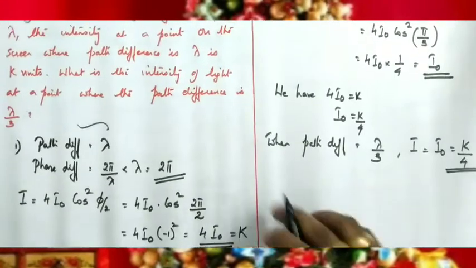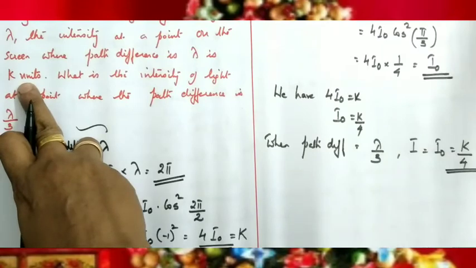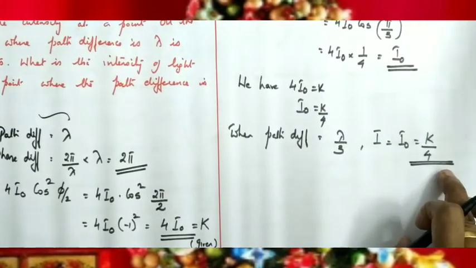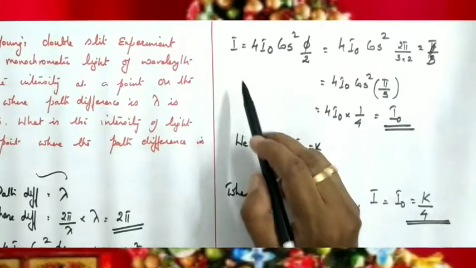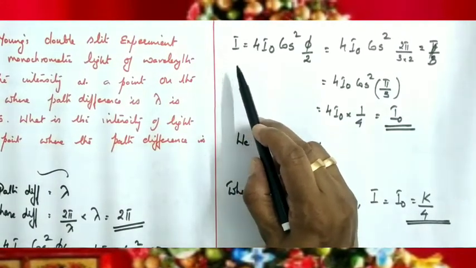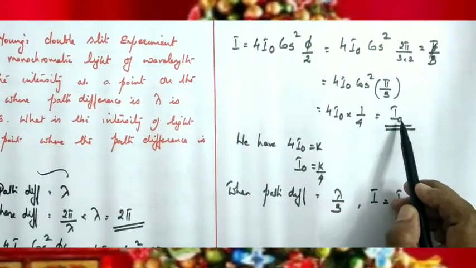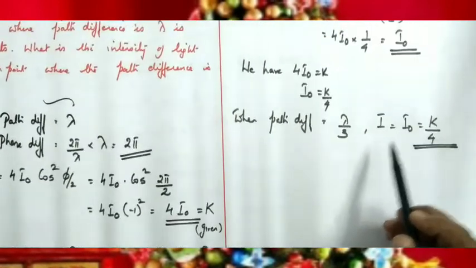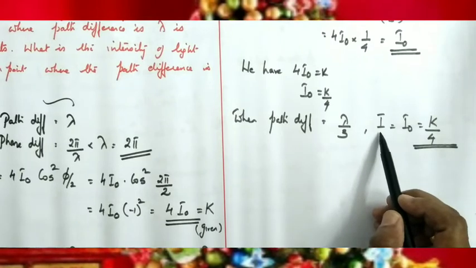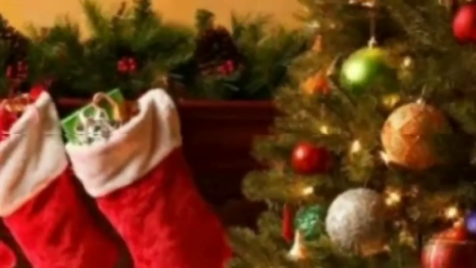So, we have to find out the answer in terms of k, because in the first case intensity is given by k, no? So, in the second case intensity is also given by k divided by 4. Is it clear, children? So, here if a path difference is equal to lambda by 3, phase difference is equal to 2 pi by 3, we got the answer of intensity is I0. Okay. But in the first case, we got I0 is equal to k by 4. So, using that formula, we can write intensity I, the new intensity I equal to I0 equal to k divided by 4. That is answer.